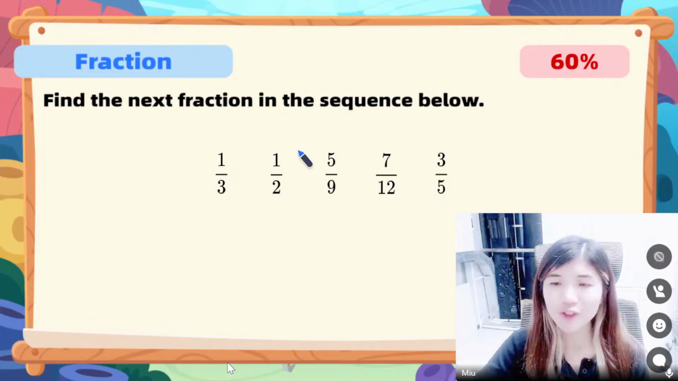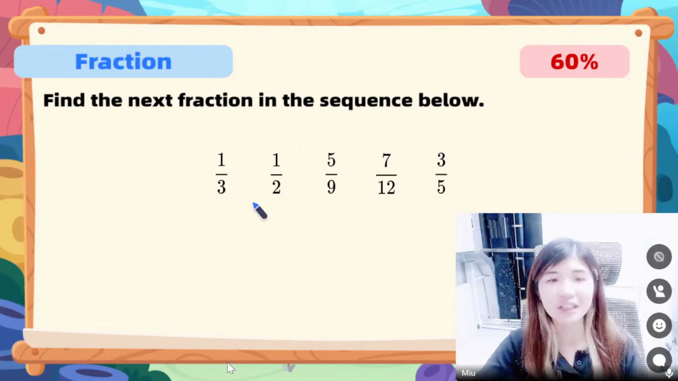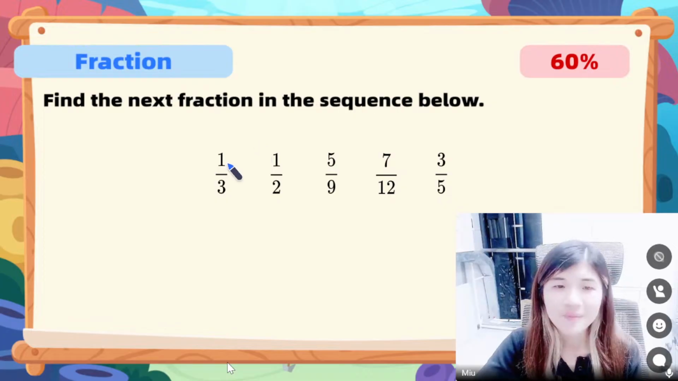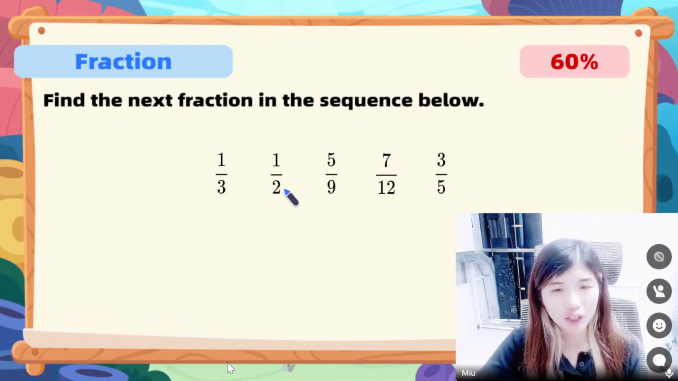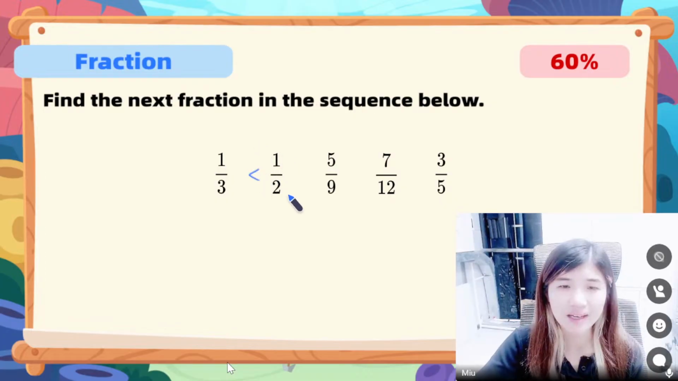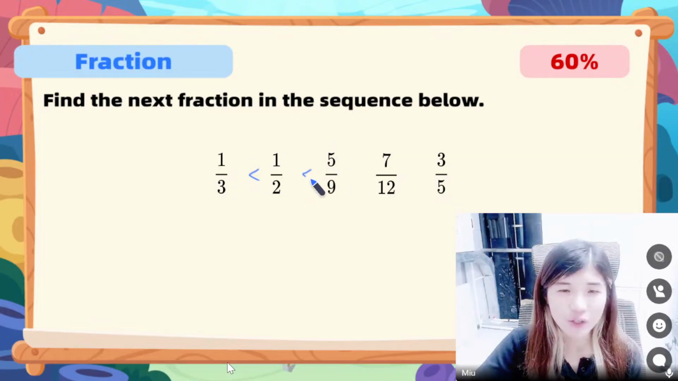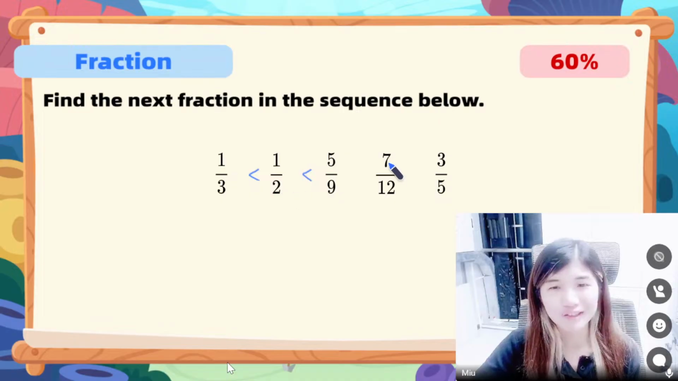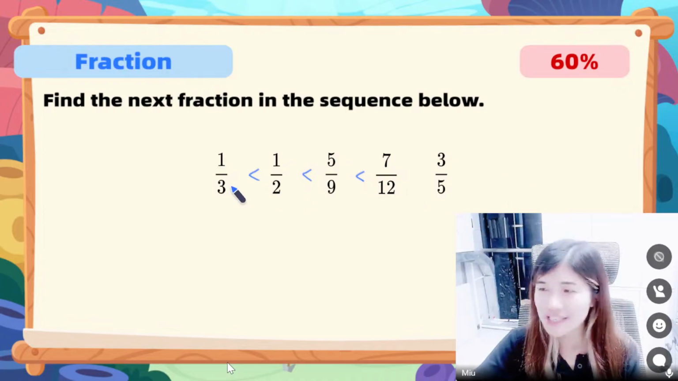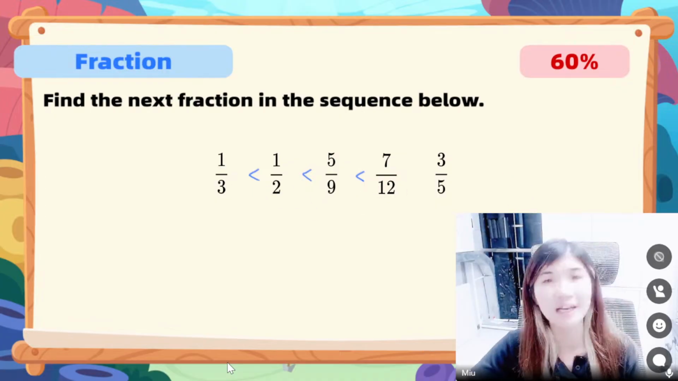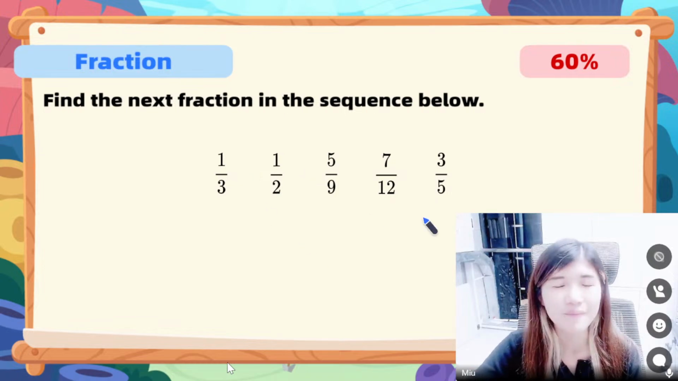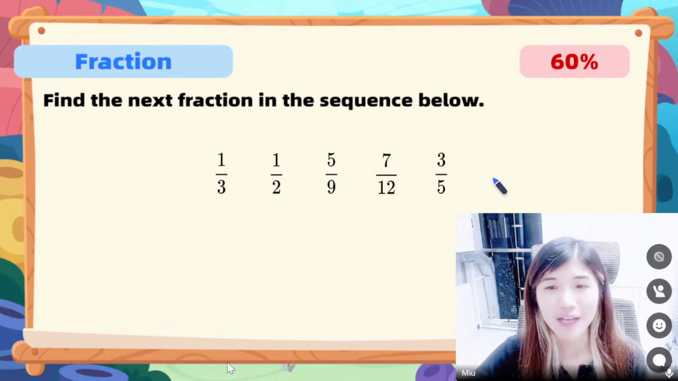Actually, for this kind of question, we can just take a look at the numbers, all right? From 1 over 3, 1 over 2, the fraction is getting bigger, right? 5 over 9, yeah, it's also larger than 1 over 2. 7 over 12, okay, actually it's still larger than 5 over 9. So you can see the fraction is going bigger and bigger. So how can we find the next one?